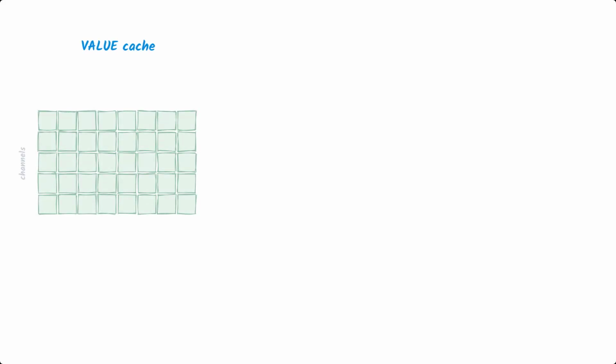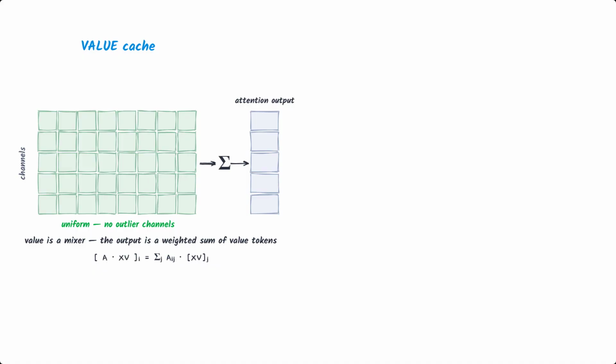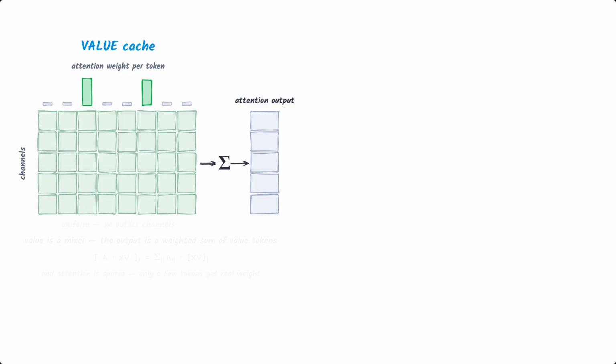The value cache is the mirror image, and it's more subtle because it has no outliers, so you'd think the grouping wouldn't matter. It does, and here's why. The value cache doesn't get compared like keys do. It gets mixed. The attention output is a weighted sum of value vectors across tokens, and crucially, attention is sparse. For any given output, only a few tokens actually receive meaningful weight.